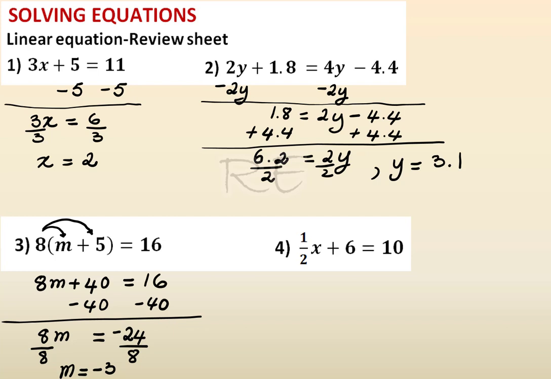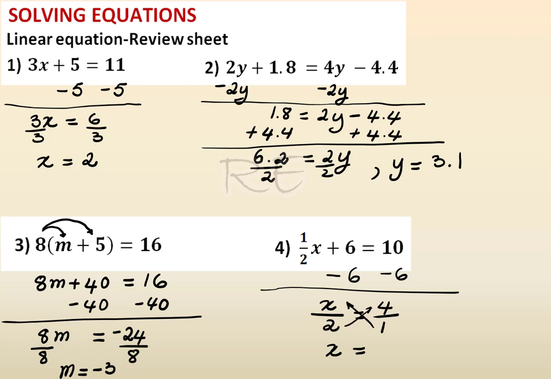Half of x plus 6 is equal to 10. First, we will subtract 6 from both sides. We get on one side x over 2 is equal to 4 over 1. When we cross multiply, 1 times x is x, and 2 times 4 is 8. Therefore, x is equal to 8.